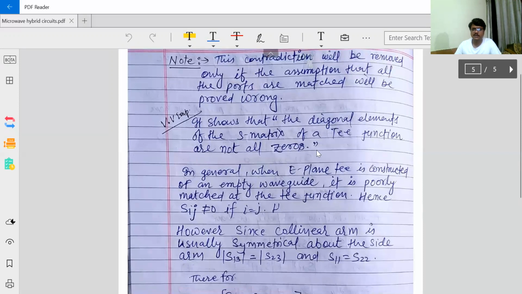Note some points regarding this. This contradiction will be removed only if the assumption that all the ports are matched is proved wrong. We made the assumption that all the ports are matched simultaneously. This assumption must be wrong. So it shows that the diagonal elements of the S matrix of a T junction are not all 0 together. S11, S22 and S33 will not all be 0 simultaneously. If we assume that all the ports may be matched perfectly, then the other properties will not be valid. So this assumption is wrong.